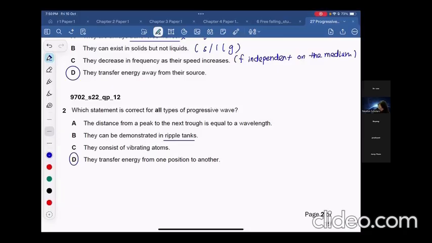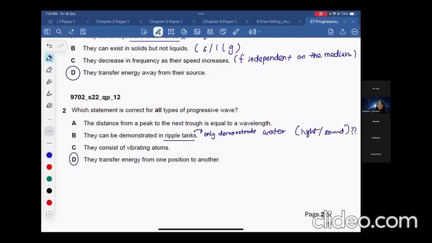Okay, Ripple tank. Ripple tank only demonstrates water. Okay, they can demonstrate in Ripple tank. It only demonstrates water. Then how about light? How about sound? Okay, so not only water, but we also have light and sound. So they can be demonstrated in Ripple tank. It is only part of the wave that can be shown by Ripple tank only.